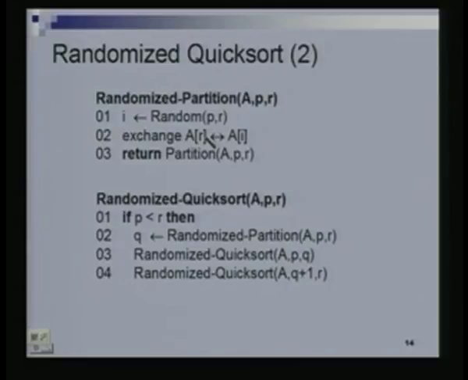Why am I doing this? Because this partition procedure, if you recall, was taking the last element as a pivot. Now I want to put my pivot at the last location, so I just exchange the pivot element with the last location, and then I call the same partition procedure as before. So this becomes my randomized partition procedure. And what does quicksort do now? Randomized quicksort, instead of calling partition, calls randomized partition. The rest is the same.